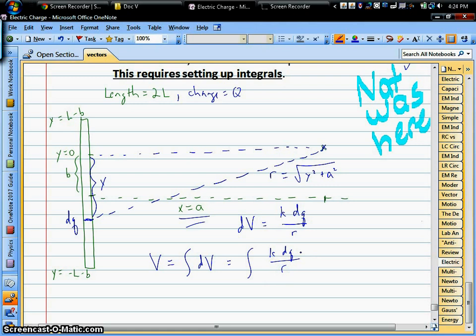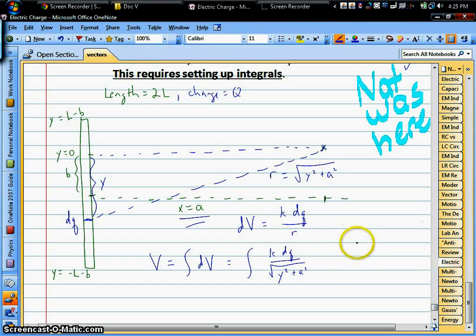Now the thing is, let me go ahead and substitute in for the distance. We'll put in our square root. The integral as written right now, we can't solve. And the reason for that is, since our variable is y, we need a dy in the expression. So how do you do that? How can you write charge in terms of a distance?